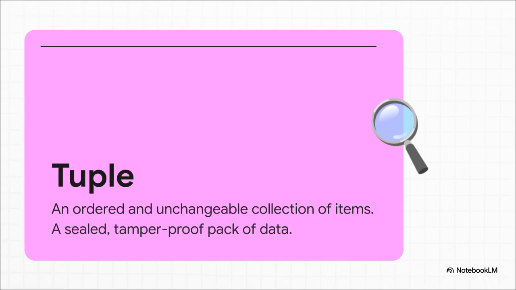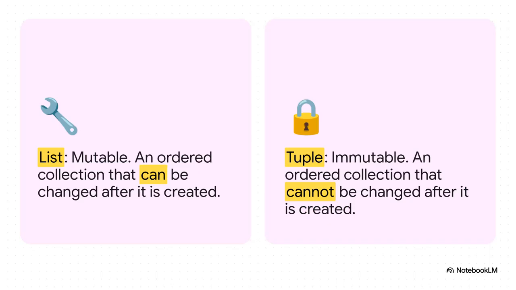And that brings us to its very close cousin, the tuple. A tuple is also an ordered collection of items, but with one massive difference. It's unchangeable. Once you create a tuple, its contents are locked in forever. Think of it like a sealed, tamper-proof pack of items. It's a guarantee that the data inside hasn't been messed with. So let's put them side by side, because this is it. The entire difference boils down to one word. A list is mutable. You can mutate it or change it. A tuple is immutable. It's permanent. It cannot be changed. If you only remember one thing from this section, make it this distinction.